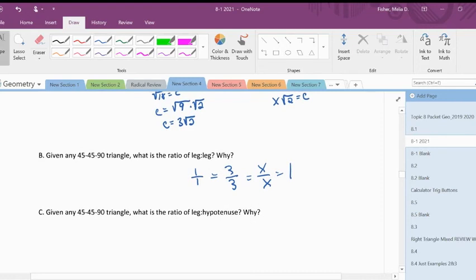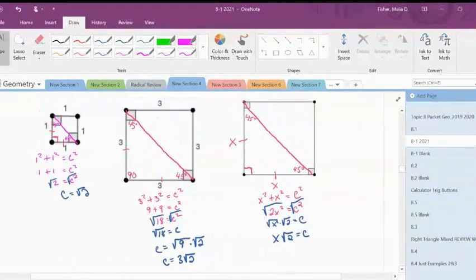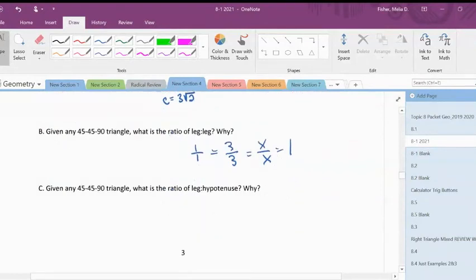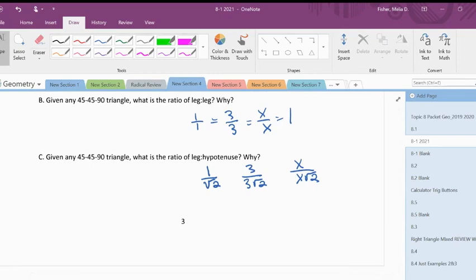So given any 45, 45, 90 triangle, what is the ratio of the leg to the hypotenuse? Well, when we look at the first one, we have 1 to square root of 2. When we look at the second one, we had 3 to 3 square root 2. And then we had x to x square root 2. Now let's go ahead and simplify those by rationalizing the denominator. So multiplying the top and bottom times the square root of 2 gives me square root of 2 over 2.